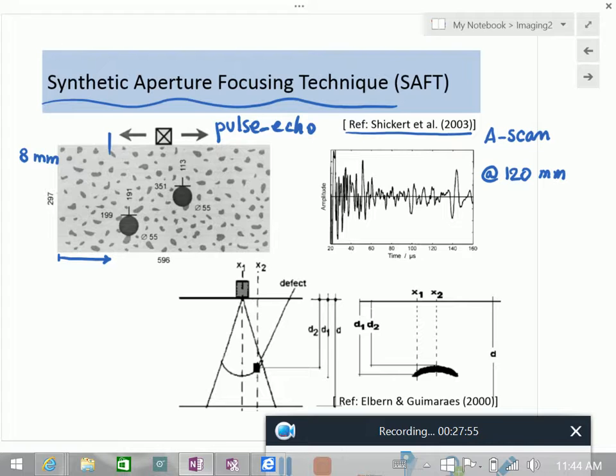Now, we have this A scan here. If we had only this A scan, what could we say? What does it show us? What do we see in this A scan? This is what we want to find out.